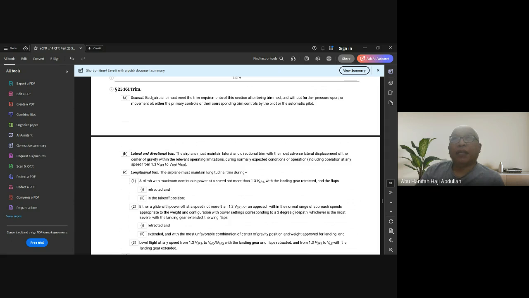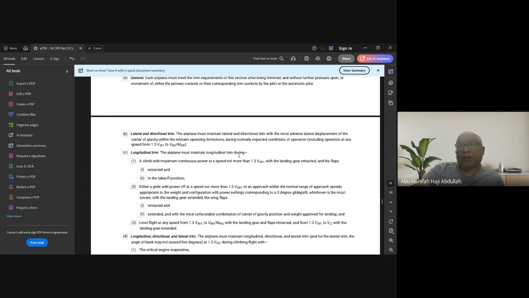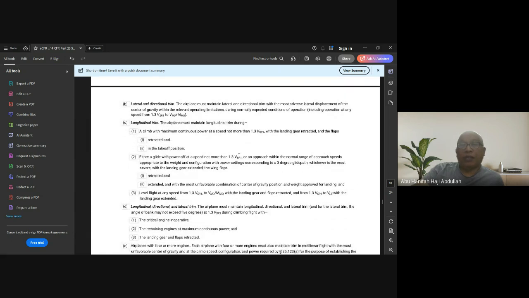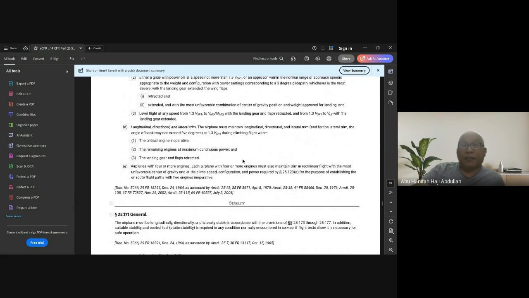So I say each plane must meet the trim requirement of this section after being trimmed and without further pressure upon or movement of either primary control or their corresponding trim control by the pilot or automatic pilot. So the trim, basically, to me, is a human factor issue. We do not want to stress the pilot, so let him fly comfortably. So we use the trim system rather than him controlling the whole control space.